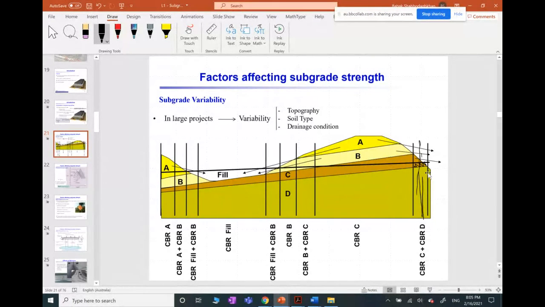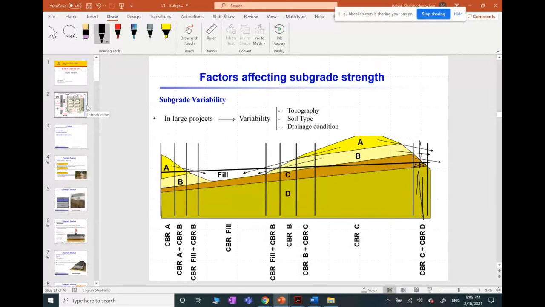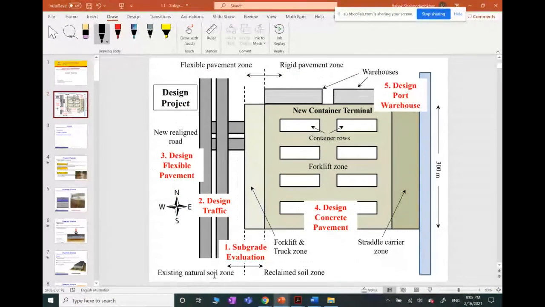Will we be given a similar cross-sectional diagram like this when determining which CBR should be considered? Actually, for the subgrade that we are considering, we don't consider any variation in the soil type. As I showed you in the project, we are just going to consider 2 types of soil. One is natural soil. The other one is the reclaimed soil that is the foundation of the terminal. So just 2 types of soil. We are not going to consider variation of soil in this project. So it's a simplified project that we are considering.